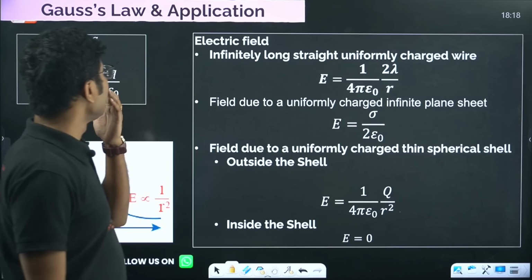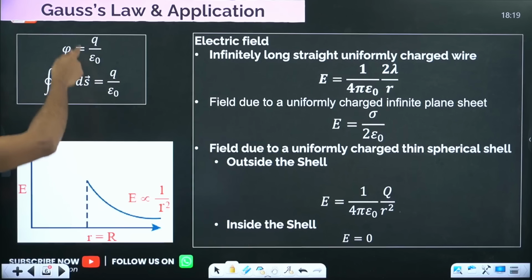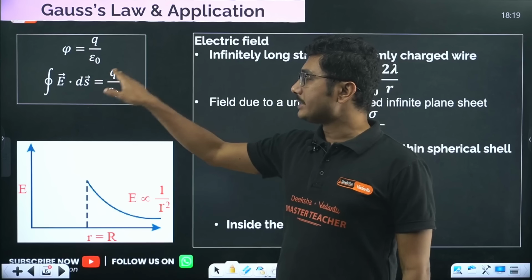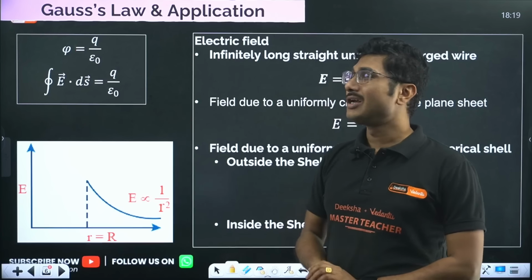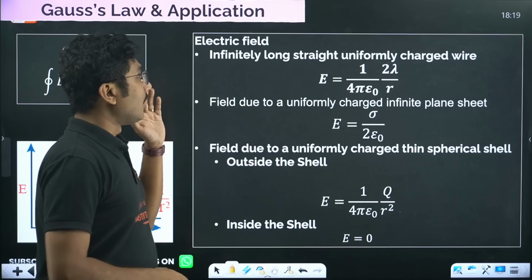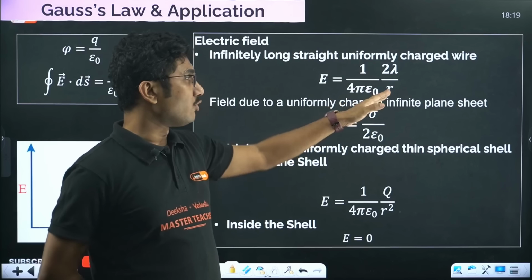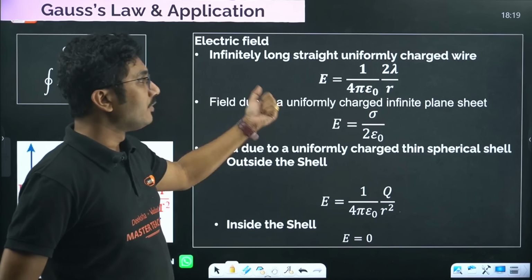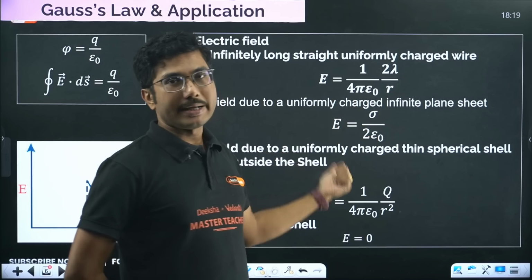Now let's move on to Gauss's law and its application. Gauss's law tells that the electric field is given by the integral of E dot ds equals q by epsilon naught. Now E dot ds is actually the electric flux enclosed by a surface. For an infinitely long straight wire, the electric field is given by 1 by 4 pi epsilon naught times 2 lambda by r. Field due to a uniformly charged infinite plane sheet is given by sigma by 2 epsilon naught.